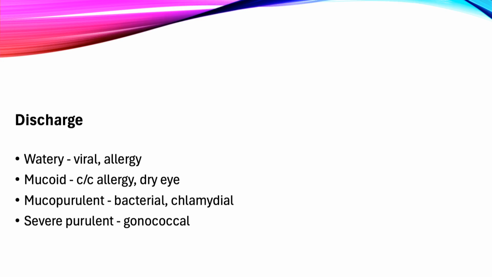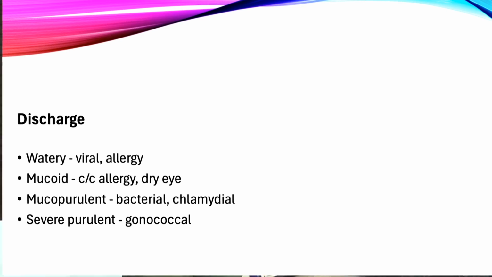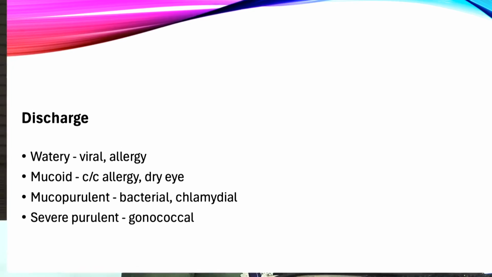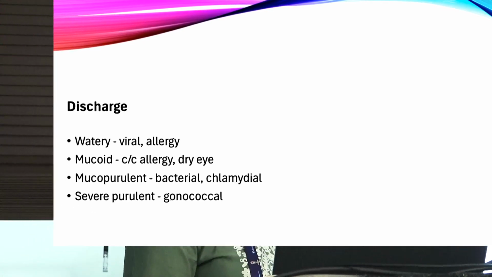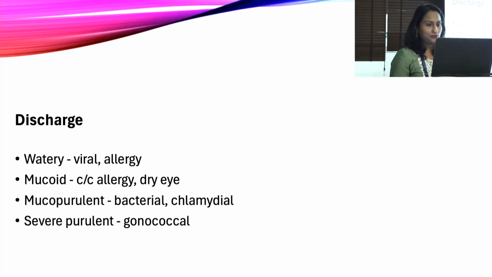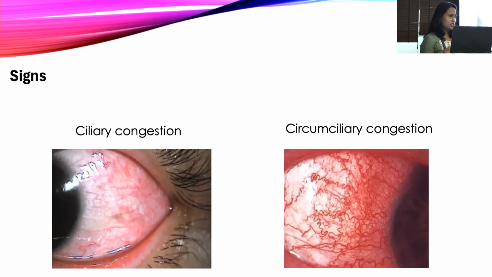If it's watery, it's viral or allergy. If it's mucoid discharge, it can be chronic allergy or dry eye. If it's mucopurulent, it can be bacterial or chlamydial conjunctivitis. If it's severe purulent, it is usually caused by gonococcal infections.